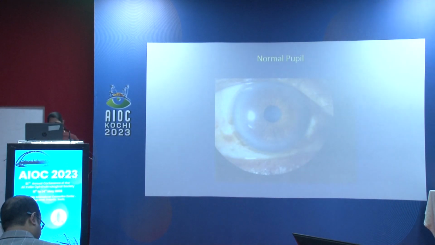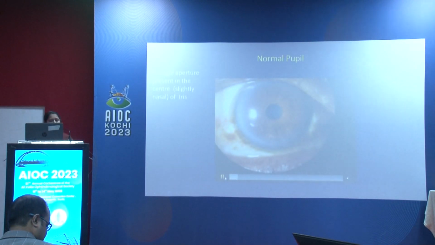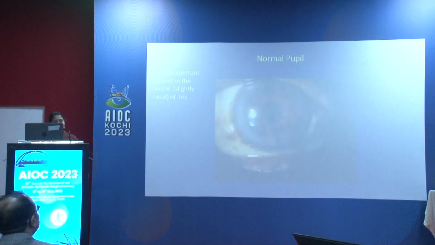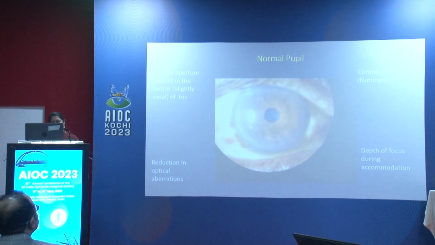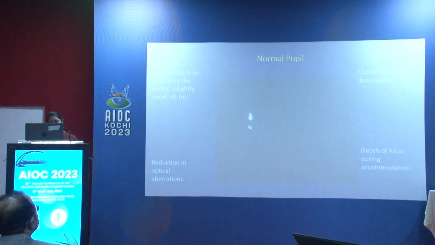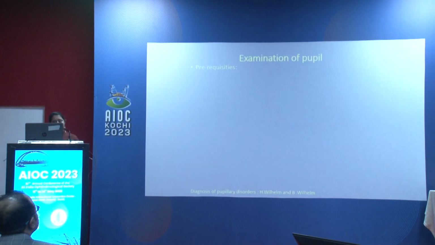So this is a normal pupil. A normal pupil is a single aperture present in the center of the iris, slightly nasal. It controls the retinal illumination, it reduces the optical aberration, and it also helps in depth of focus during accommodation.